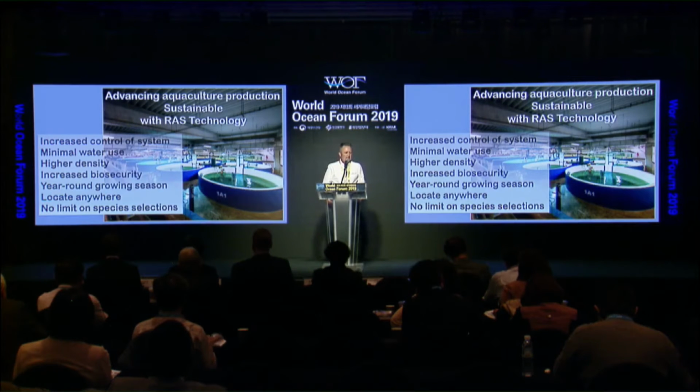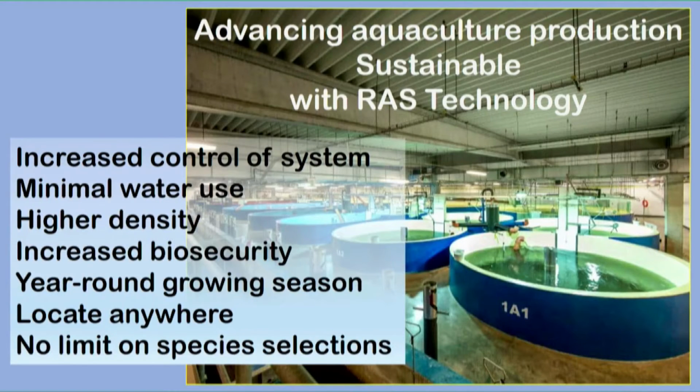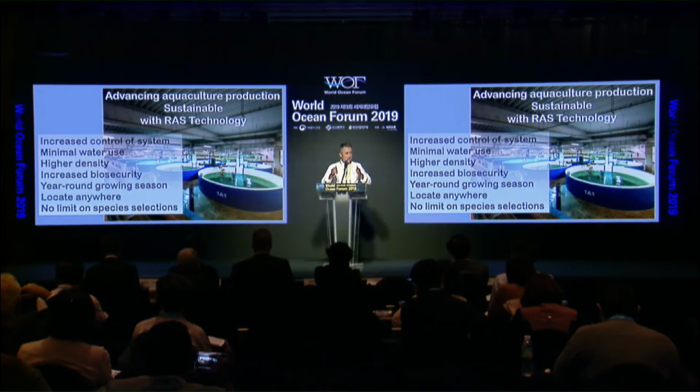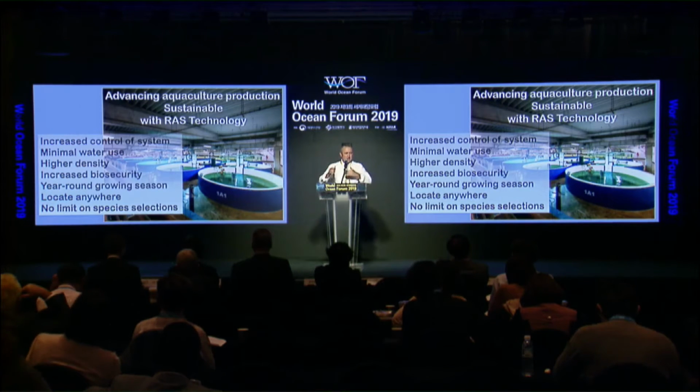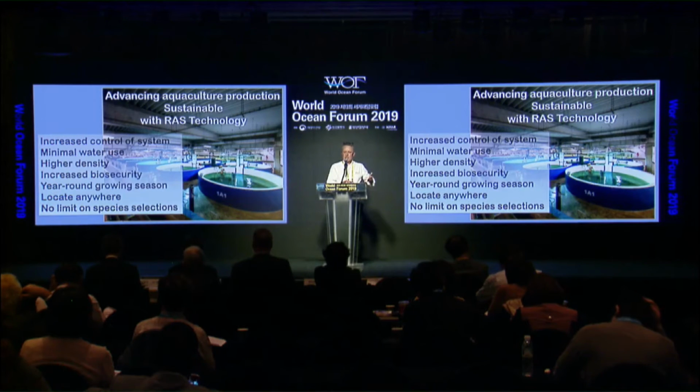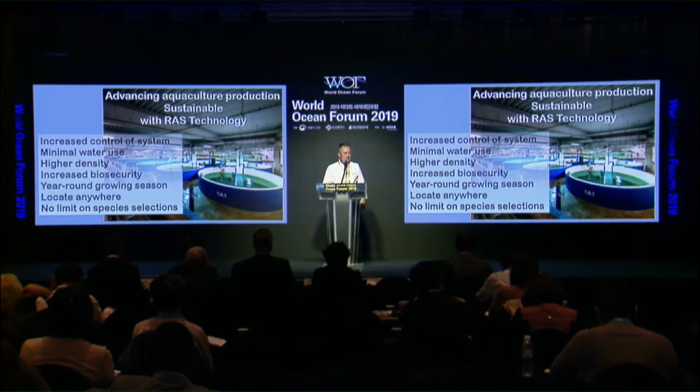So when we look at advancing aquaculture production, we want to be able to do it sustainably with recirculating aquaculture technology. And from both our speakers, we heard how you can increase production by controlling the system. You have minimal water use, right? Mr. Heinrich presented a very nice slide on how the trout farms went from 40 cubic meters of water initially down to 2 cubic meters of water per kilogram of production. So that's where we're headed, to reduce that water demand on the system.